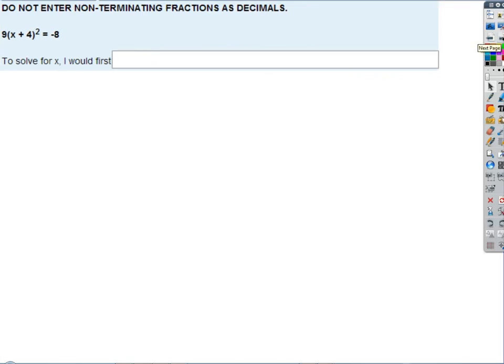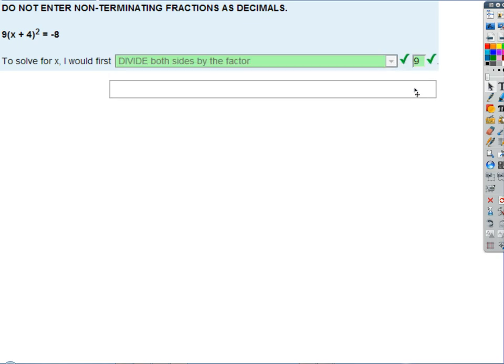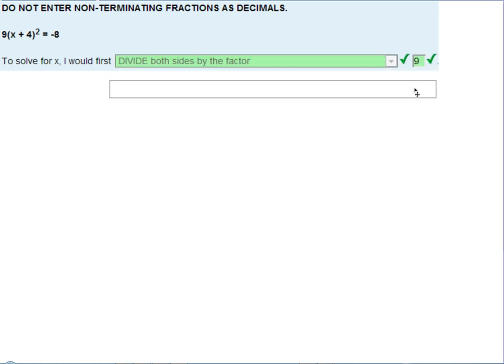So what about this one? Divide by 9. Make sense? Okay, because we're isolating x, right? So I'm going to divide both sides by the factor 9. Okay?